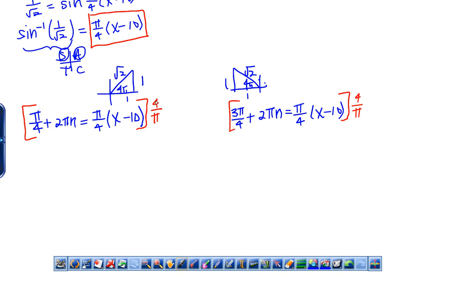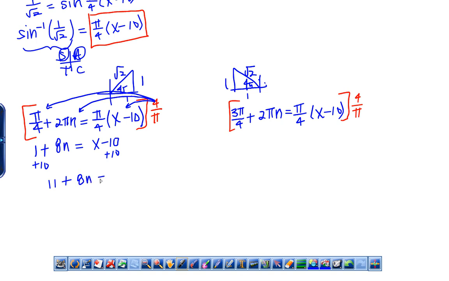If I multiply by 4 over pi to this first step, looks like it cancels out to 1. Multiply by 4 over pi to this, that gives me an 8n. 4 over pi to this cancels out and gives me x minus 10. Add 10 to both sides of my equation. That gives me an 11 plus 8n, and that equals x. That's my first general solution.